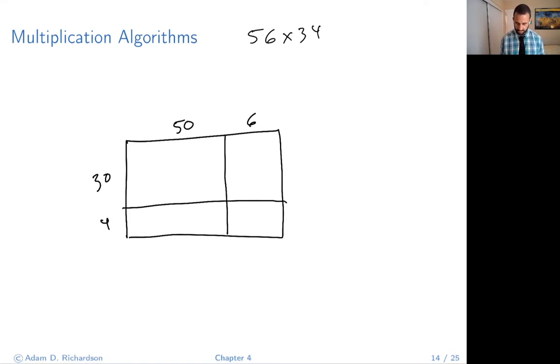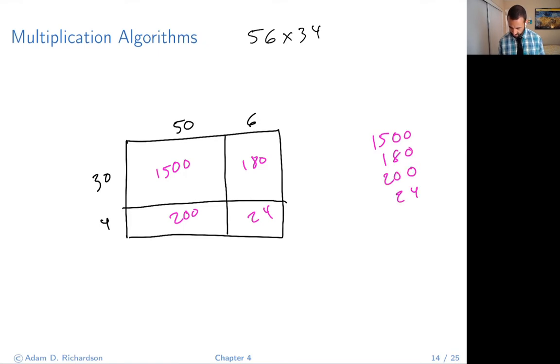And let's do the computation. Remember, 30 times 50, that's 1,500. 30 times 6, that's 180. 4 times 50, that's 200. And then 4 times 6, that's 24. Let's add them up like this: 1,500 plus 180 plus 200 plus 24. Looking familiar? 4, 8, 9, 10, 9. Oops, that doesn't go there. 1904. Yeah, does that look familiar?